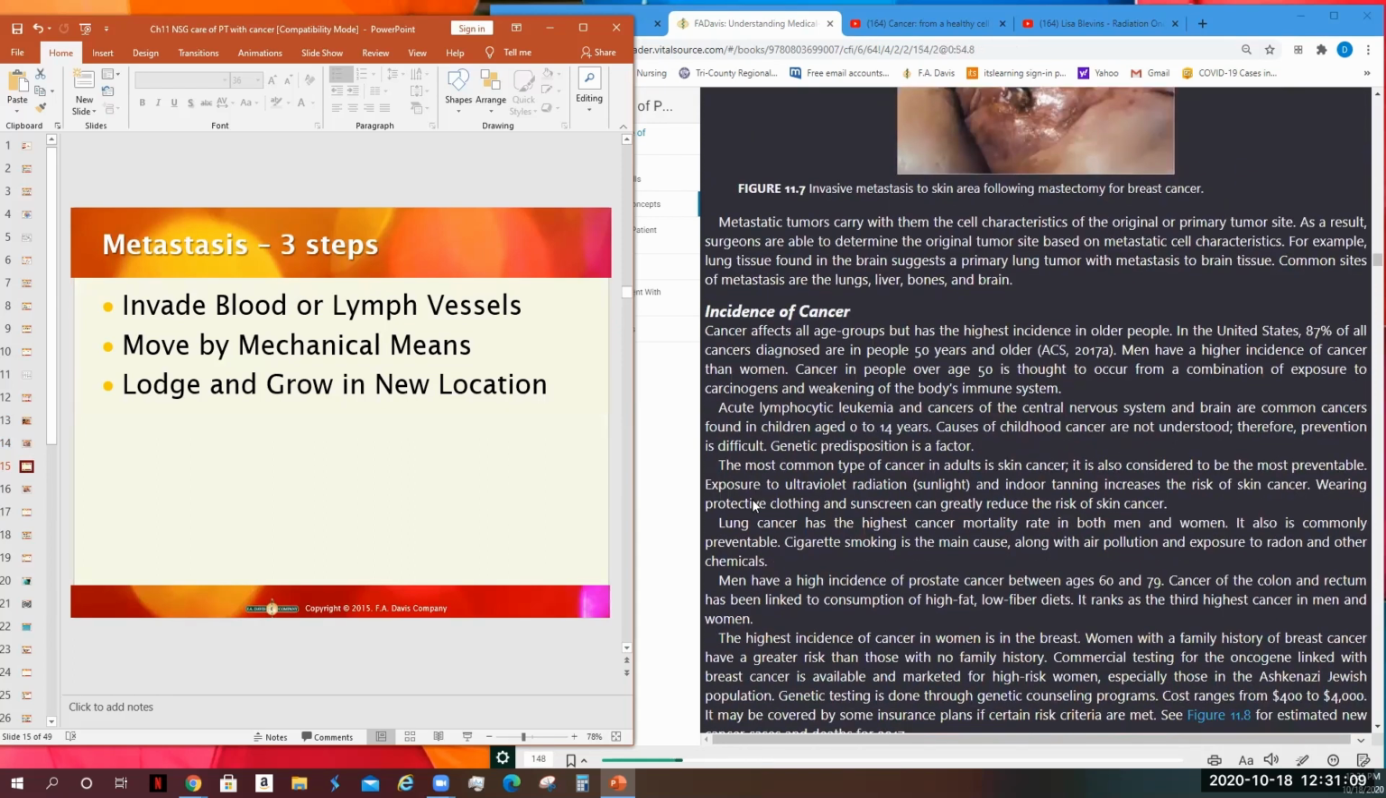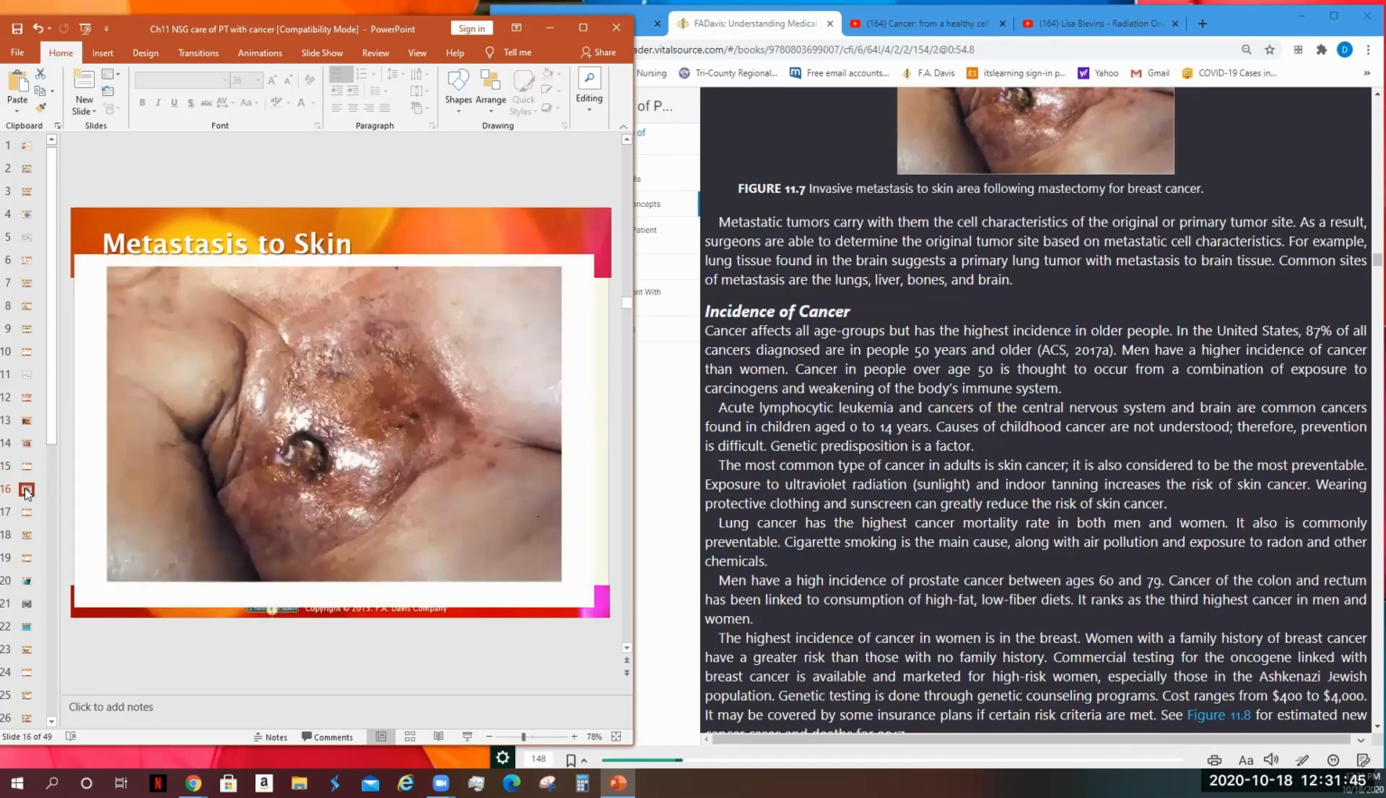Metastatic tumors carry with them the cell characteristics of the original or primary tumor site. As a result, surgeons are able to determine the original tumor site based on metastatic cell characteristics. For example, lung tissue found in the brain suggests a primary lung tumor with metastasis to brain tissue. Common sites of metastasis are the lungs, liver, bone, and brain.